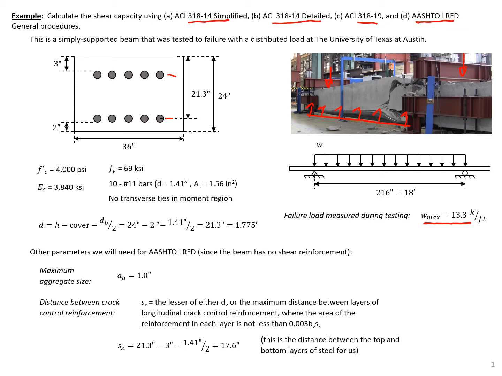Since this beam doesn't have shear reinforcement, we will need the maximum aggregate size, and we'll also need the distance between our crack control reinforcement. We don't have any skin reinforcement in this section, so the crack control reinforcement is just the distance between our compression and tension steel, which here is 17.6 inches.